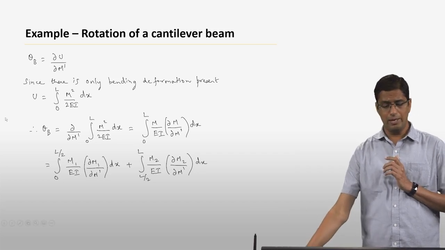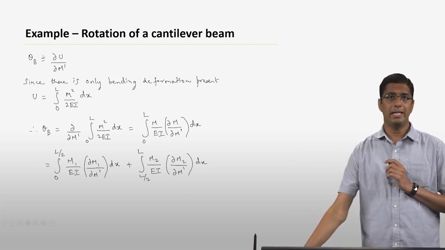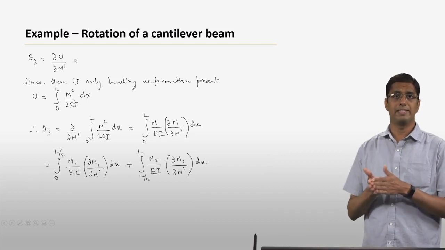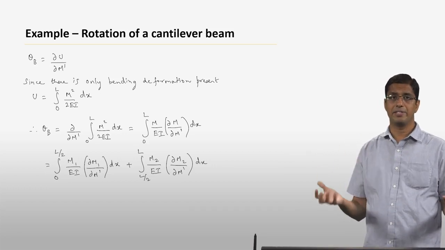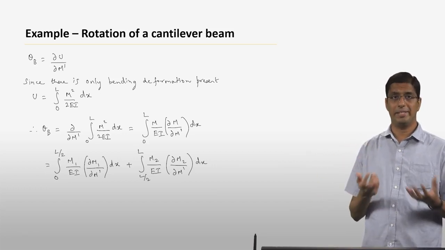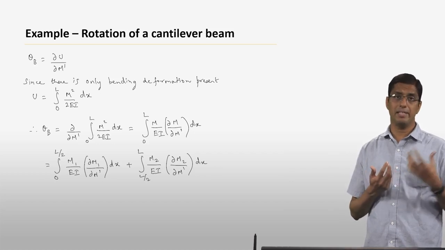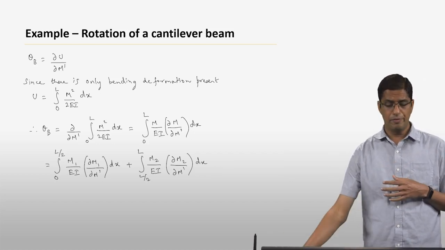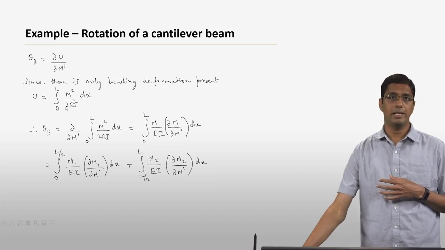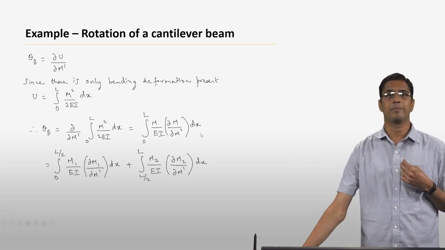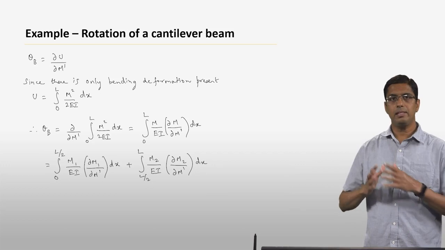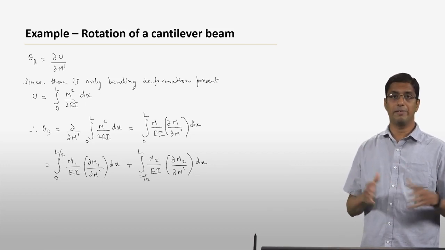Now, once you have this U function, your theta B is nothing but the derivative of U with respect to M prime. Again, when you want to find the rotation at a point, you have to take the derivative of the strain energy with respect to the assumed moment there. The assumed moment, or the dummy moment, in this case is M prime. So that is what you're supposed to do. If you take this function U and take the derivative with respect to M prime, essentially it becomes the integral from 0 to L of M over EI times del M over del M prime times dx.